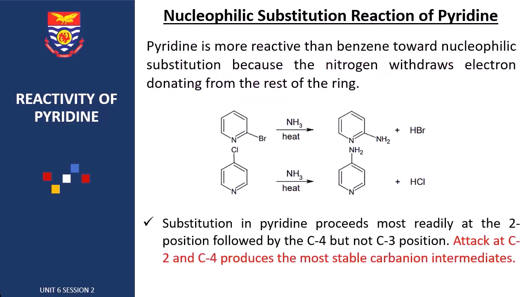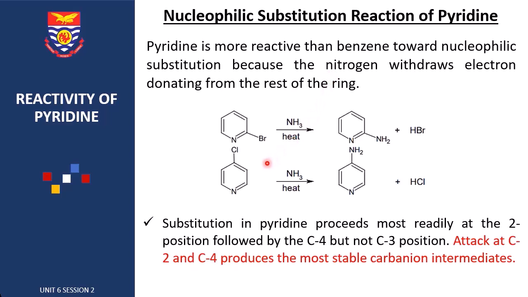Next is to quickly look at nucleophilic substitution reactions of pyridine. Just as we talked about, because pyridine is less reactive towards an electrophile than benzene, it means that pyridine will be more reactive towards a nucleophile than benzene, because of the electronegative nitrogen atom that withdraws the pair of electrons towards itself.